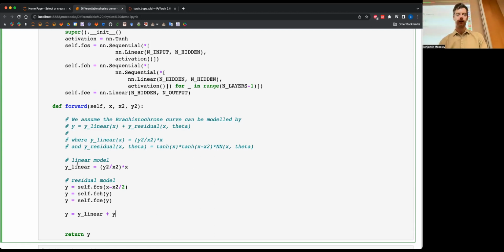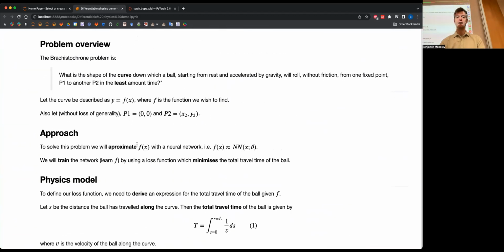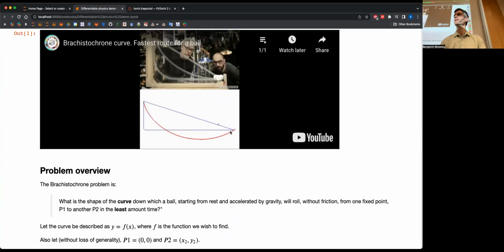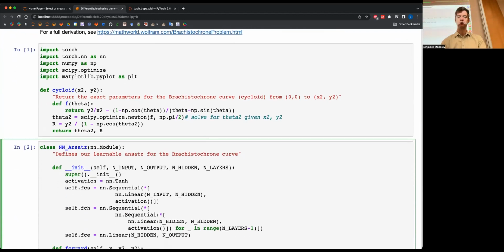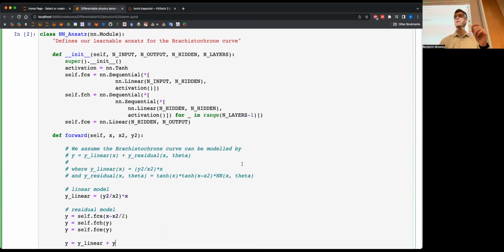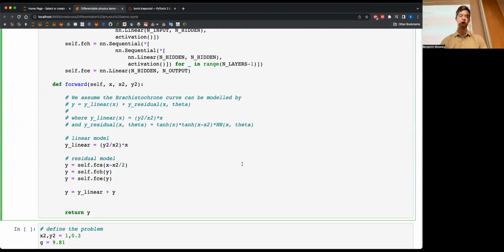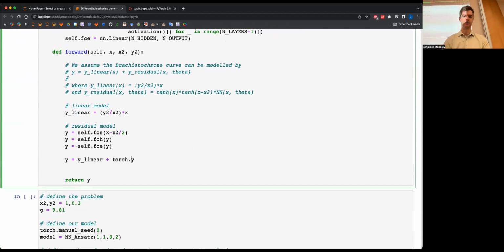Yeah. So there's one other trick that I'm going to do. I know that the ball has to start at the origin and it has to end at x2. So the residual correction that the network learns at those two points should be 0. We don't want it to add anything to the linear curve. There's a trick we can do to make sure that we have that constraint, basically our initial condition, inside the ansatz. We just multiply the output of the network by tanh(x). You can see when x is 0, this is going to be 0, and it's going to force the whole thing to be 0, whatever the network is.